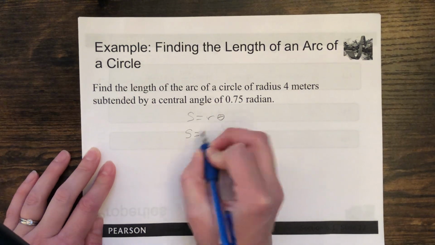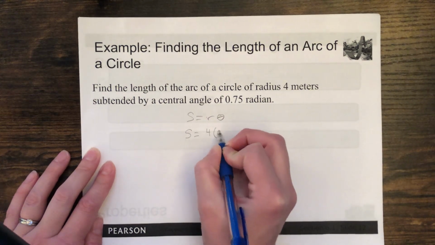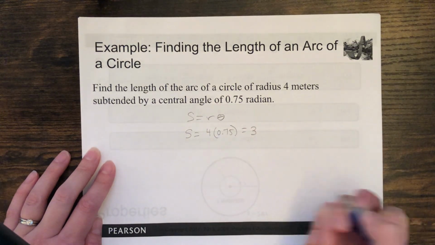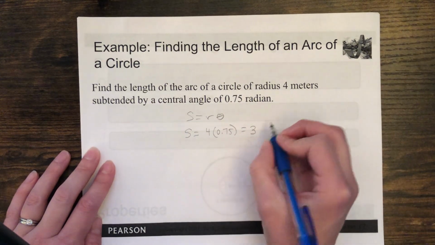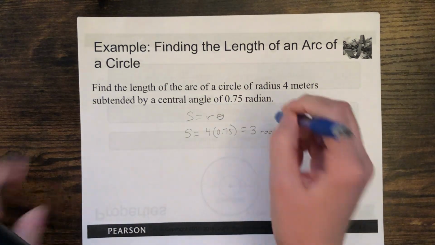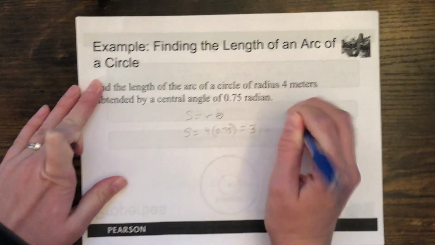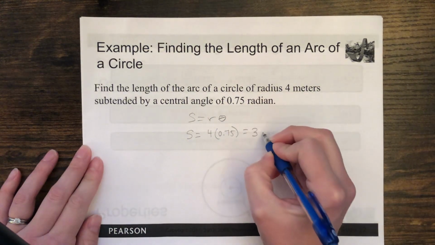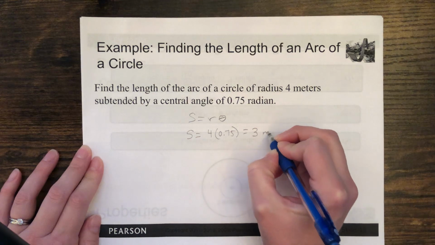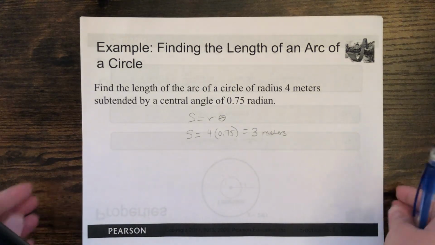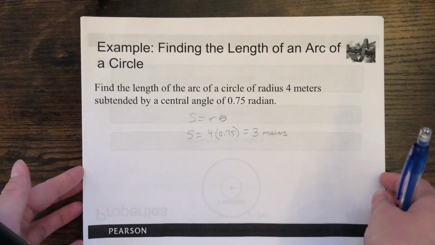The arc length would just equal 4 times 0.75, which of course is 3. And that would be the length here. This length would be measured in radians. Oh, actually, no. The length would be measured in meters because the radius was measured in meters. Okay, so there you have that. Very, very nice, easy formula to use.